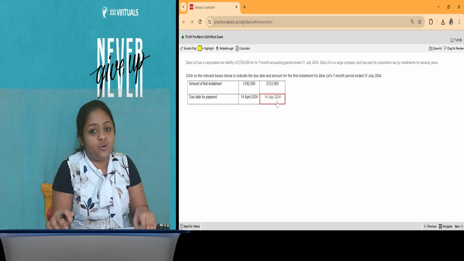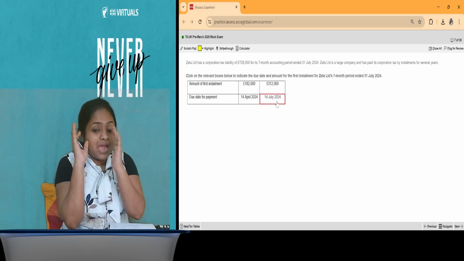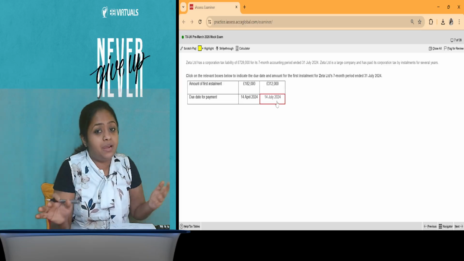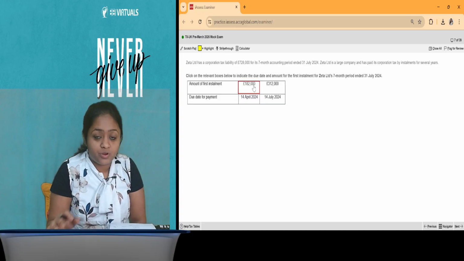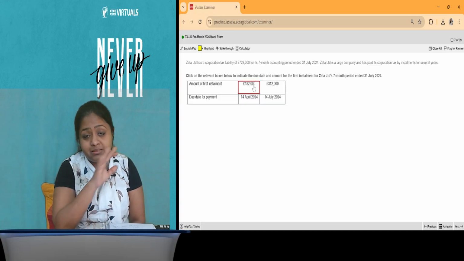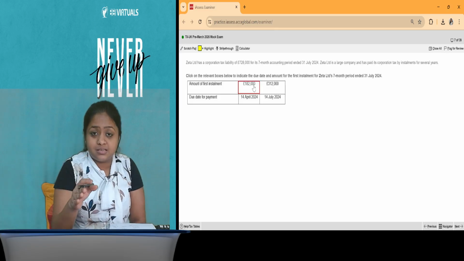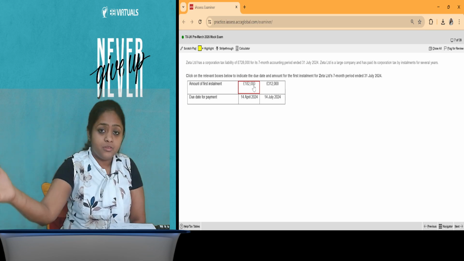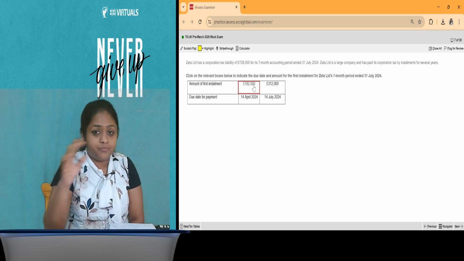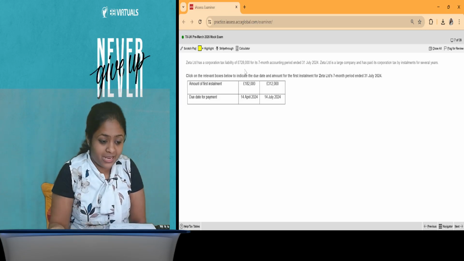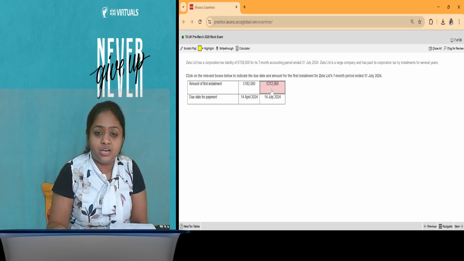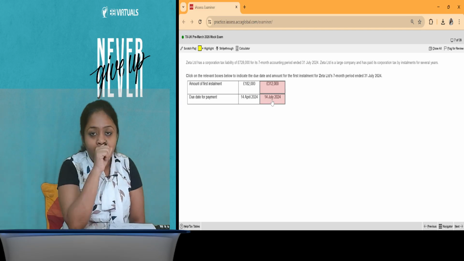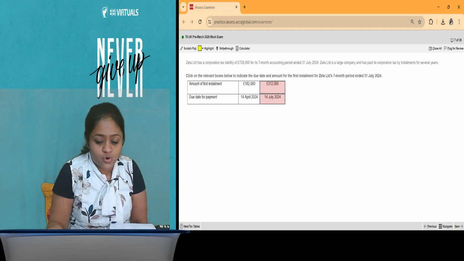This is the amount of my first installment, and then any amount remaining will be paid by way of a balancing payment within 4 months from the end of AP. The 3 dates are the 7th month from the start of AP, 10th month, 13th month, and post that 4 months from the end of the AP. Correct? Okay, so my amount is 312,000 and the date is 14 July. Okay, let's go to the next one.